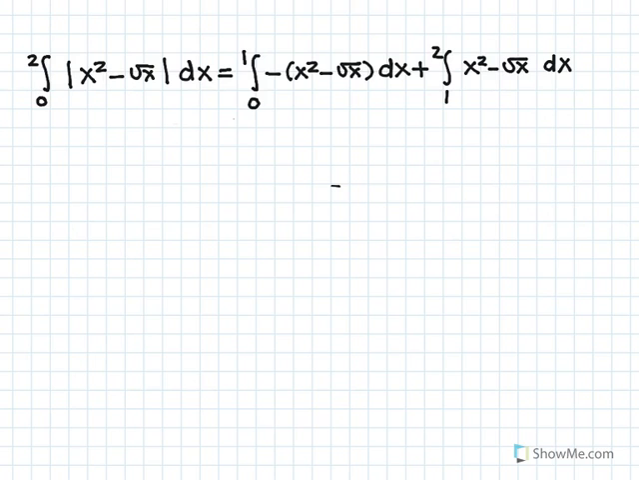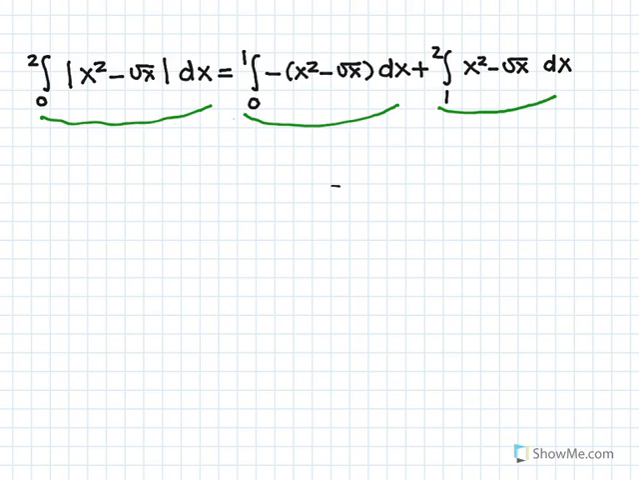All right, so the integral from 0 to 2 of the absolute value of x squared minus root x dx is equal to the integral from 0 to 1 of minus x squared minus root x dx plus the integral from 1 to 2 of x squared minus root x dx. Now is the part where we have to solve these integrals.